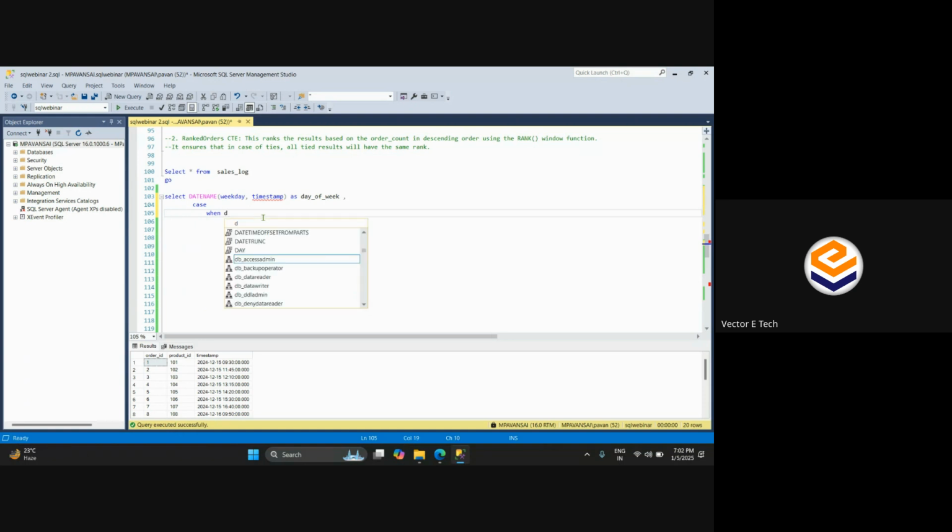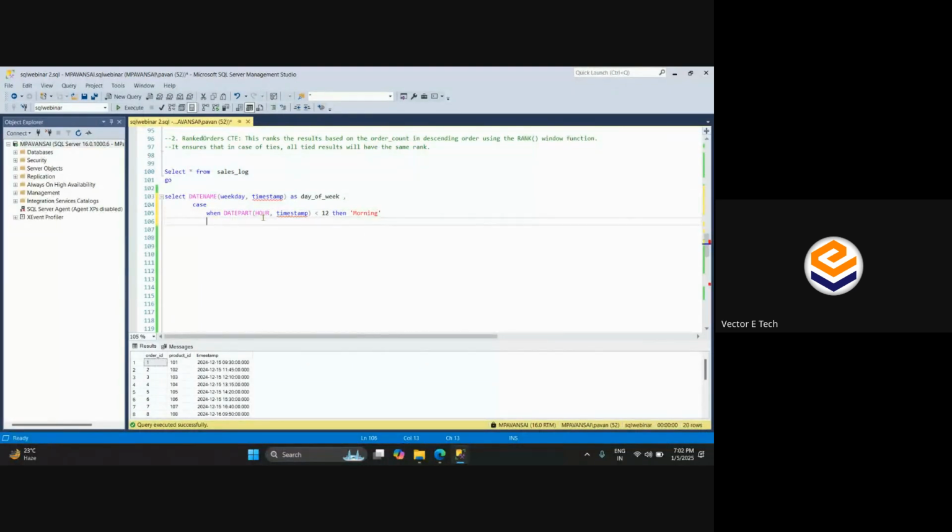In order to find the hour, I can use something called DATEPART. I'll use hour, and I'll use the timestamp column. So what does this do? From the timestamp column, it will extract the hour, right? If it is less than 12, then what do we call it as?